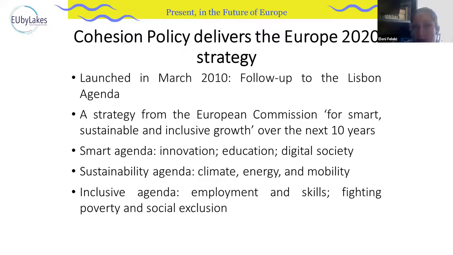It is a strategy for smart, sustainable, and inclusive growth. And as we said before, it is dedicated to the smart agenda. And what do we mean by smartness? We mean innovation, education, digital society. We mean that we need a sustainability agenda regarding climate, energy, mobility, and an inclusive agenda. And here, we have the social cohesion aspect. We need to face employment, enhance the skills of employees. We need to fight poverty and to fight social exclusion. Moving on.